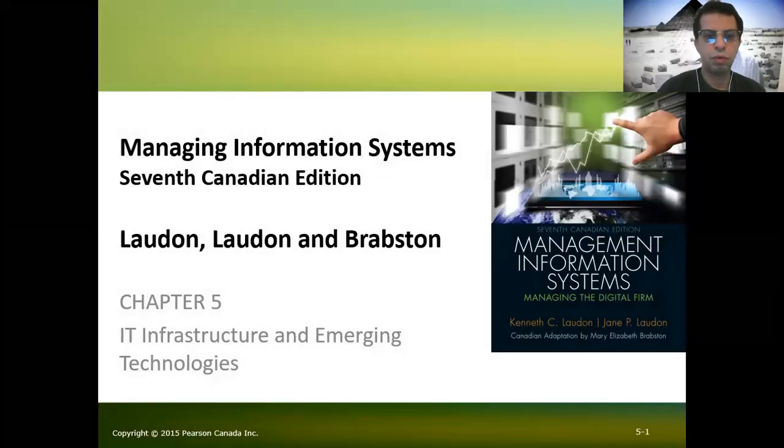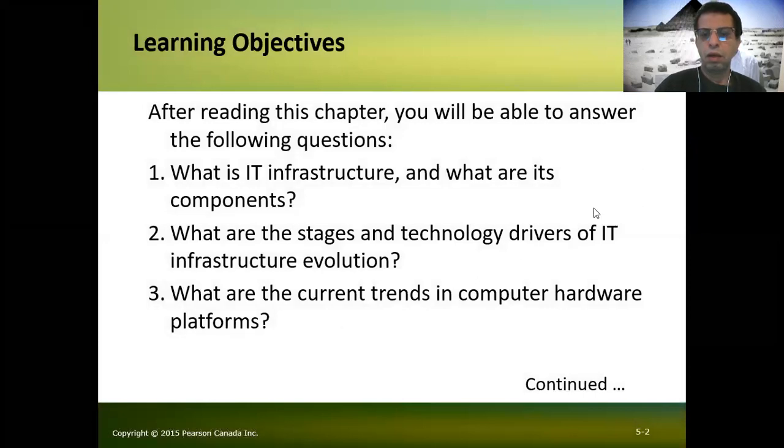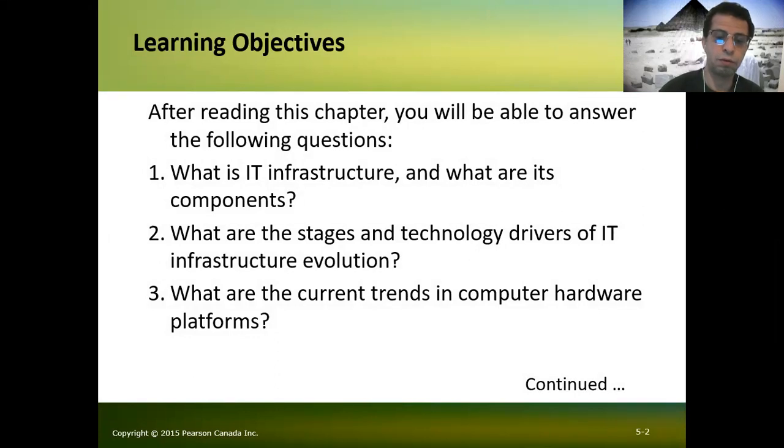Okay, in this chapter, we will be talking about the IT infrastructure and emerging technology, which is chapter 5. The learning objective of this chapter is: what is the IT infrastructure and what are its components? What are the stages and the technology drivers of the IT infrastructure evolution, and what are the current trends in computer hardware platforms?